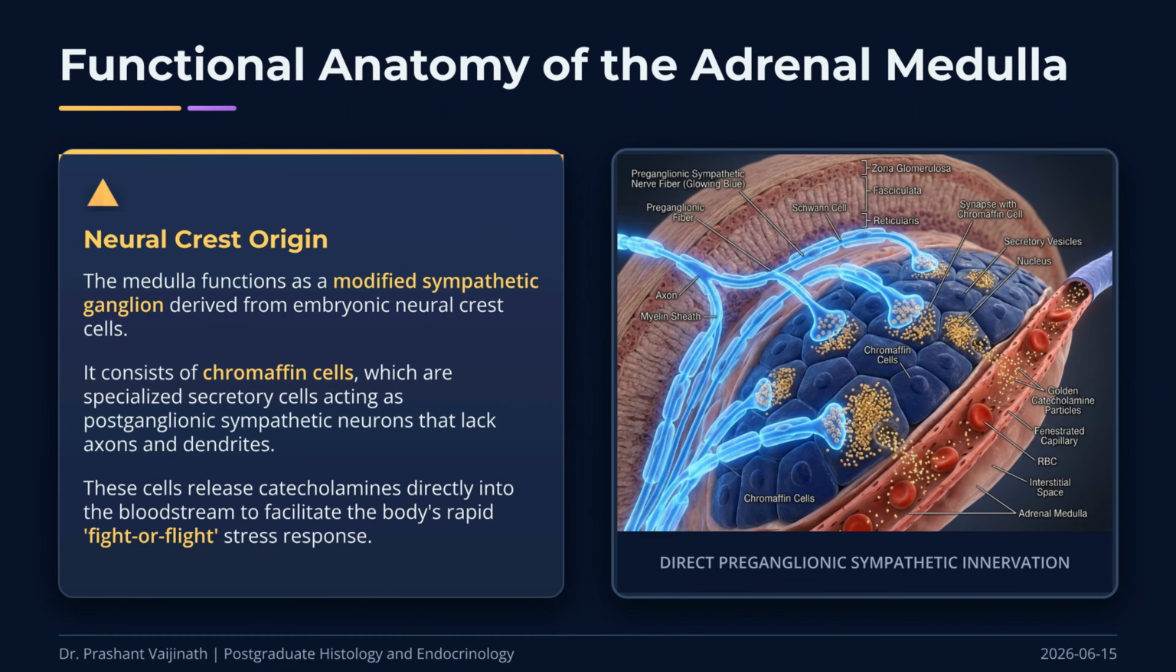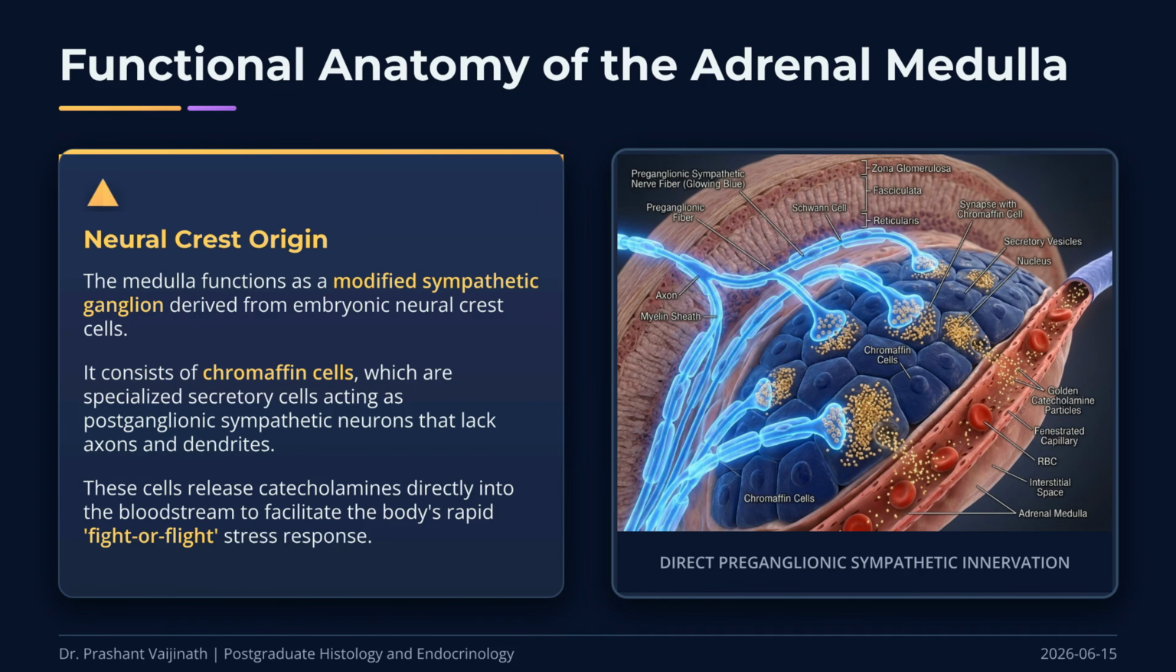The adrenal medulla forms the central region of the adrenal gland and functions as a modified sympathetic ganglion. Unlike the cortex, which originates from mesoderm, the adrenal medulla develops from neural crest cells. This common origin with the sympathetic nervous system explains its role in rapid stress responses.